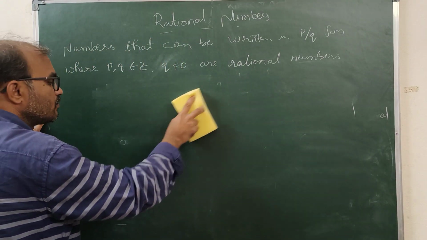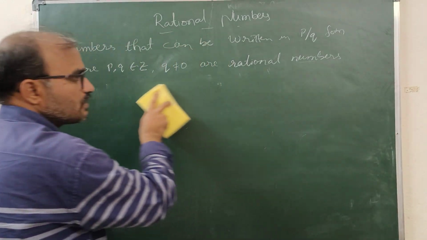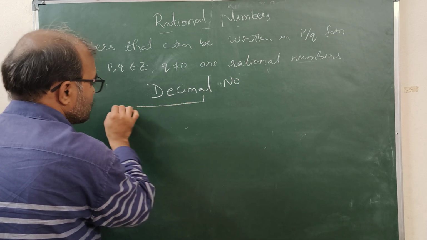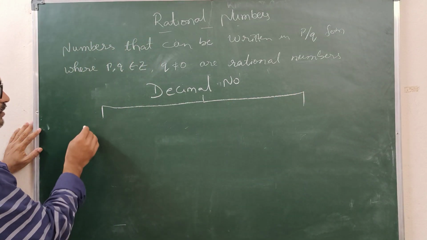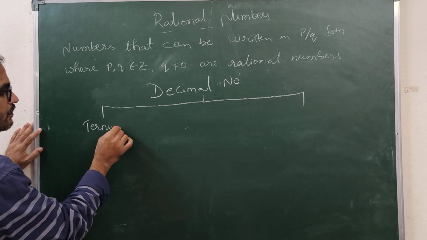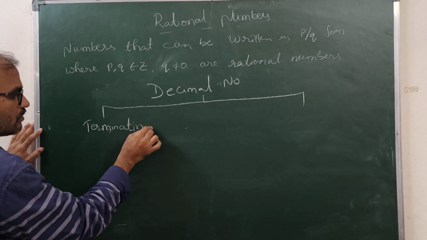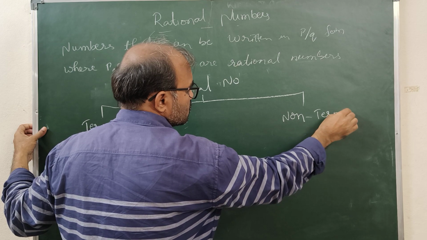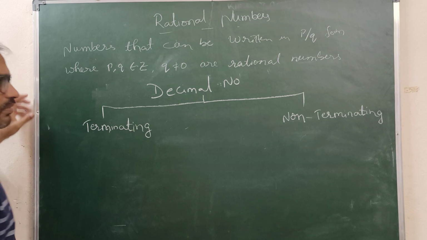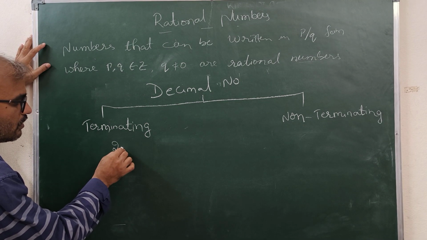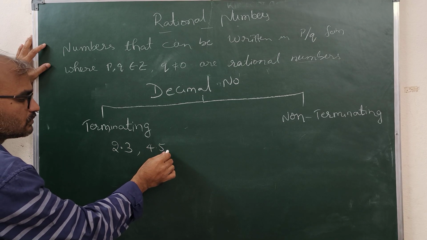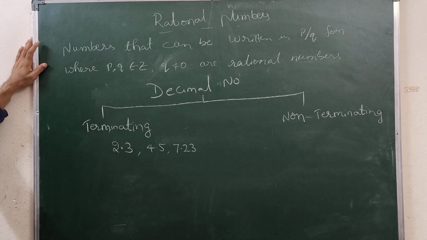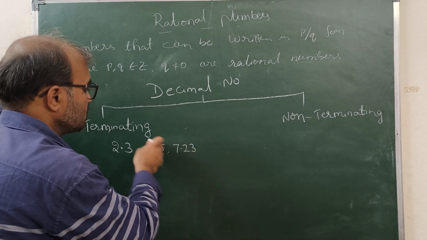Next we learn about decimals, right? Decimals are very important actually. So how many types of decimal numbers do we have? Generally we think of two types of decimal numbers: terminating decimal numbers and non-terminating decimal numbers. What are terminating decimal numbers? Like 2.3, 4.5, 7.23. This type of decimal number terminates, meaning ending. So 2.3, 4.5, 7.3, these are all terminating decimal numbers.